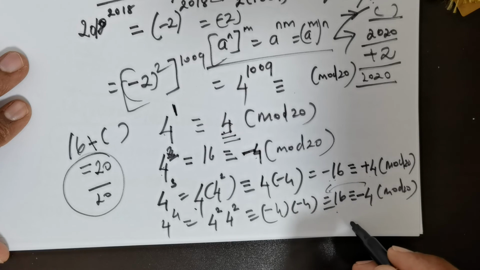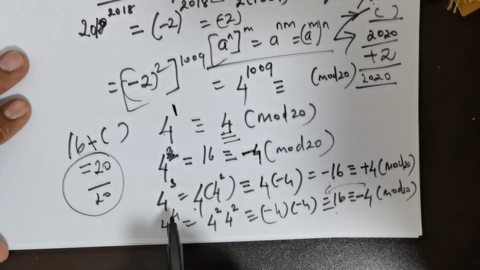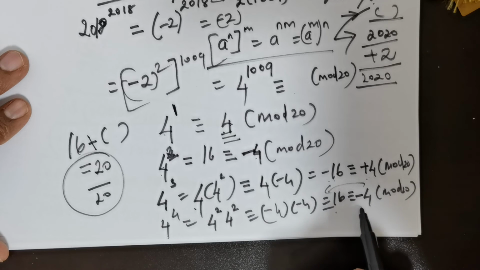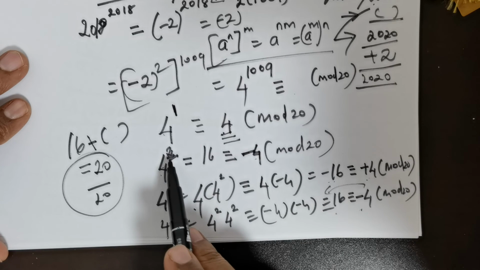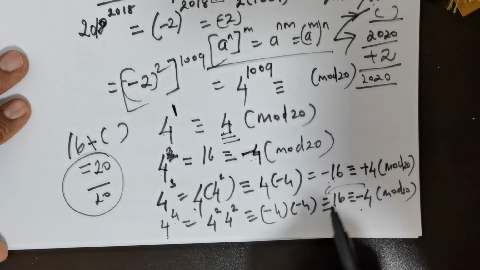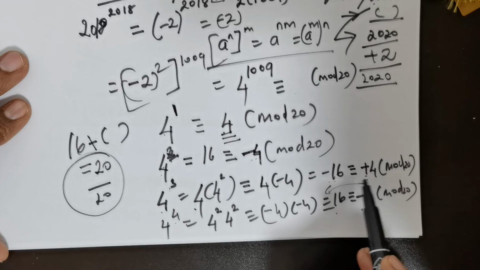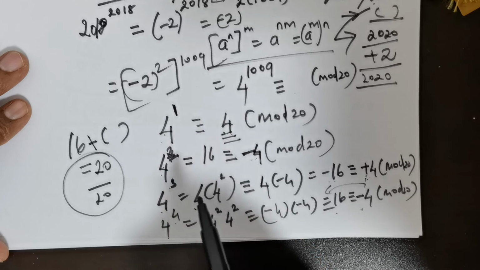It's perfectly divisible. So as I mentioned to you, for 4 cubed, you get positive 4. Now 4 raised to the power of 4, you get negative 4. Now observe that when the powers are even, you get negative 4. When the powers are odd, you get positive 4. Positive 4 over here, positive 4 over here.